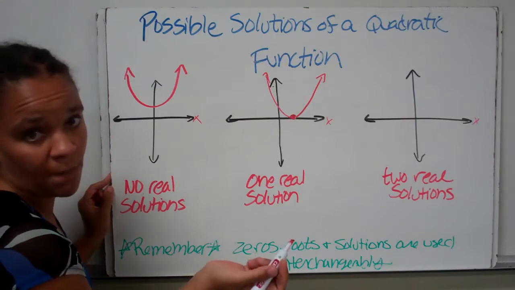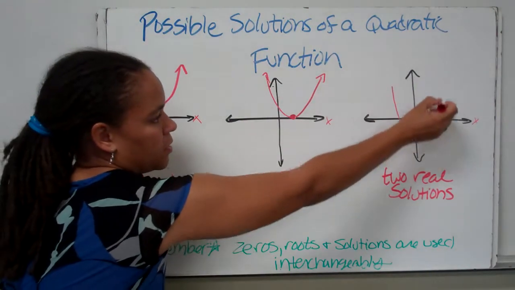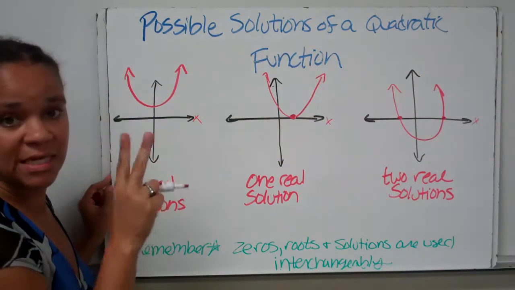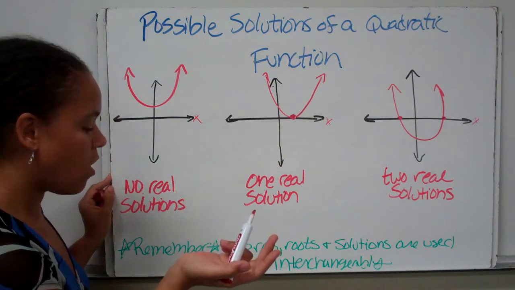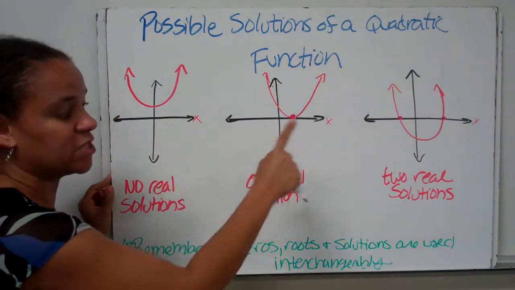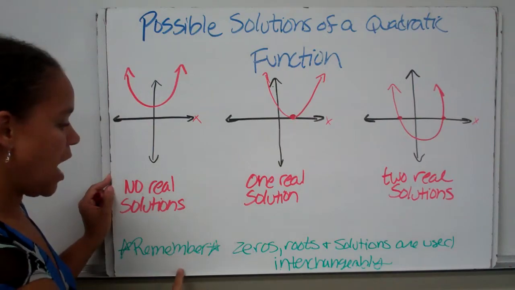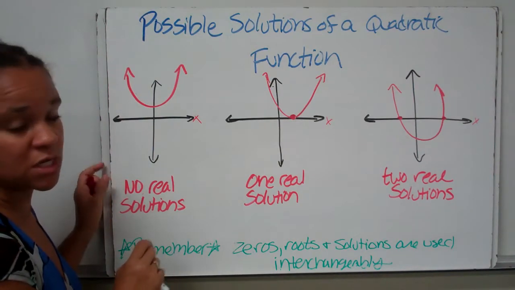And the other most common one that we see would be two real solutions. This is where it crosses the axis two times. So overall, however many times it touches the x-axis, that's how many solutions, or zeros, or roots there are. And remember, these terms are used interchangeably.